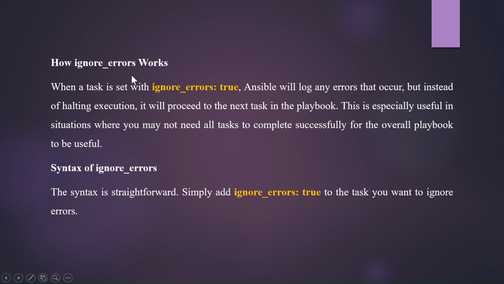So how does ignore errors work? When a task is set with ignore_errors true, Ansible will log any error that occurs, but instead of halting execution, it will proceed to the next task in the playbook. That's what I set in the example. This is especially useful in a situation where you might not need all the tasks to complete successfully for the overall playbook to be useful. So what is the syntax? The syntax is straightforward. Simply add ignore_errors yes to the task you want to ignore.